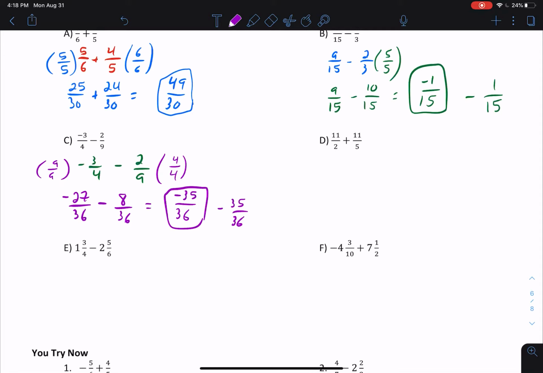All right, let's keep rolling along. Let's keep doing some examples. We got 11 over 2 plus 11 over 5. Not the same denominator, and that's what we need. So 2 and 5, those both go into 10.